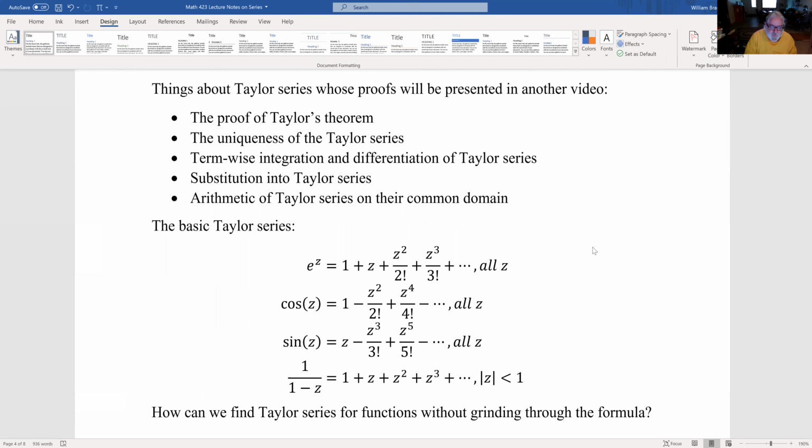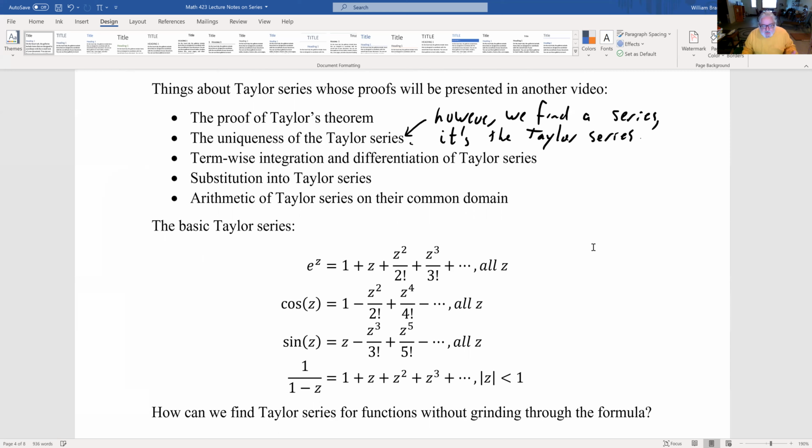So this is very useful. Existence and uniqueness theorems are really useful because however we find a series, it's the Taylor series. There's only one Taylor series, so if you can come up with a series that looks like a Taylor series, it must be the Taylor series.